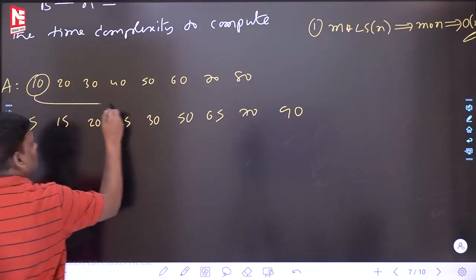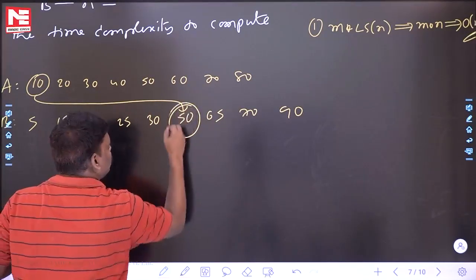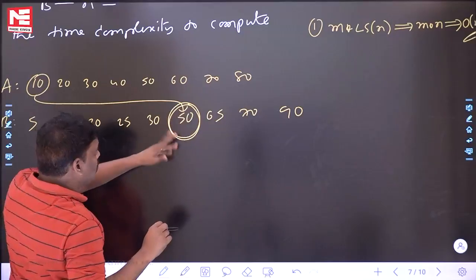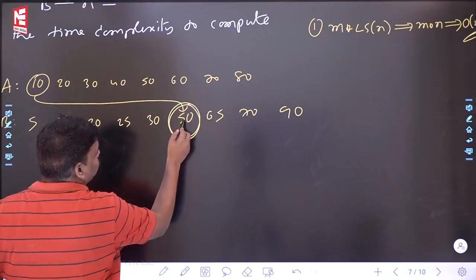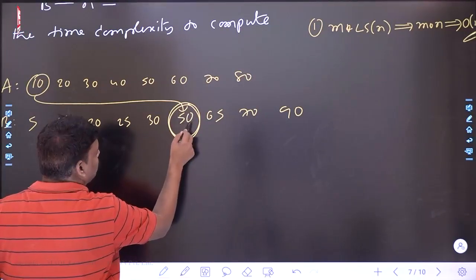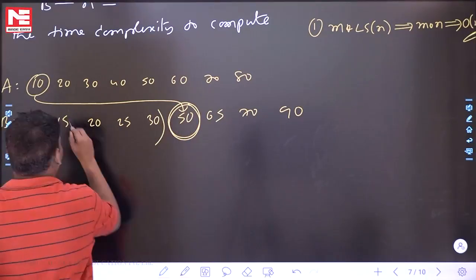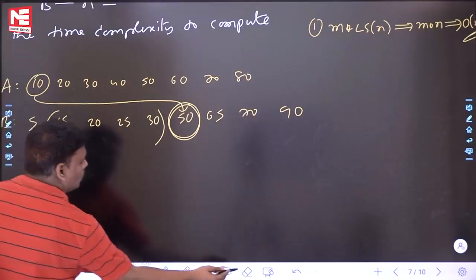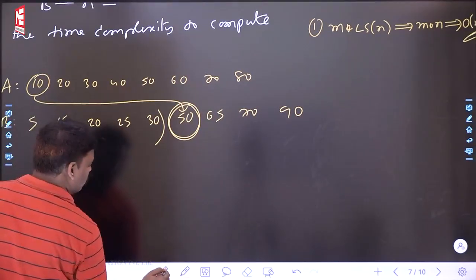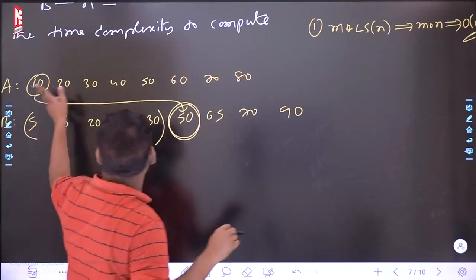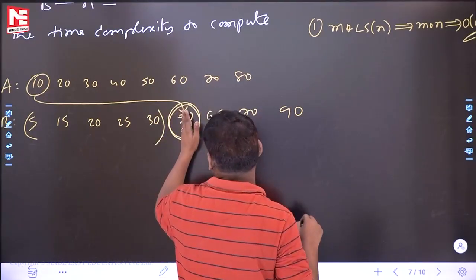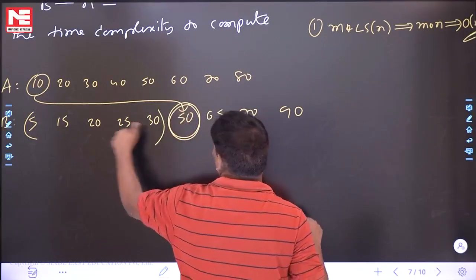He will ask the middle person. I am 10, are you 10 or not? If he says yes, stop. Otherwise, he will compare, am I smaller or bigger? If you say I am smaller than you, then go to the left side. Suppose he is saying that 10 is asking 50, are both the same? No. He is saying that you are less than me, then go to the left side.